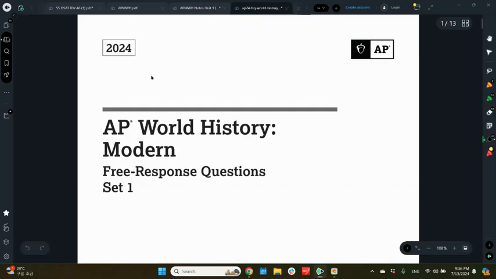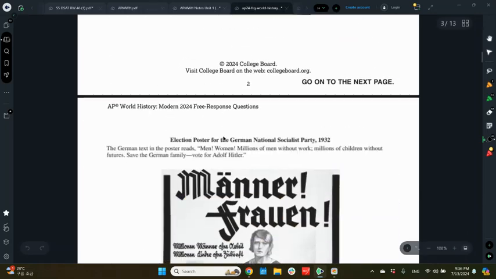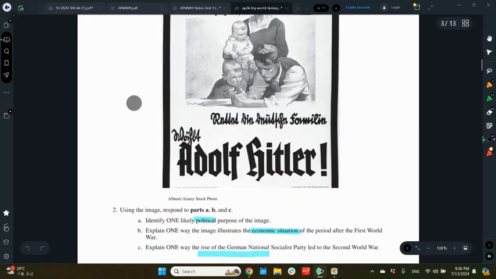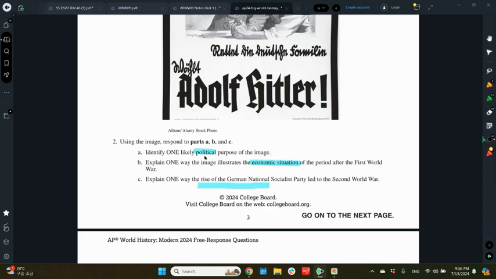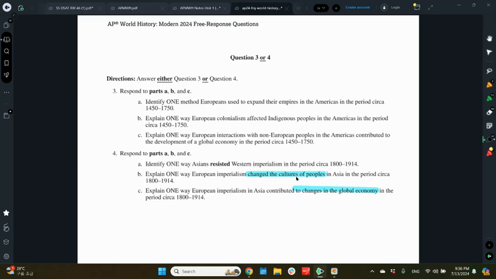So this is from 2024, this past year's AP exam. And I'm just going to show you the short answer questions. If you look at these, they ask you things like, what's the political purpose? What was the economic situation? Here they ask you, what was the impact on the culture? And what was the impact on the economy? So if students don't know what political, social, and economic is, it's detrimental to their grade.